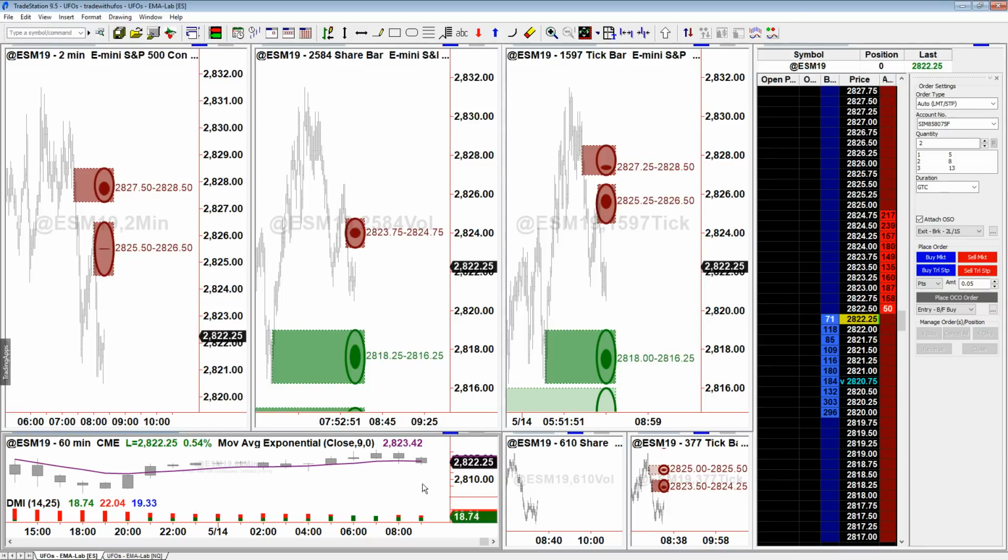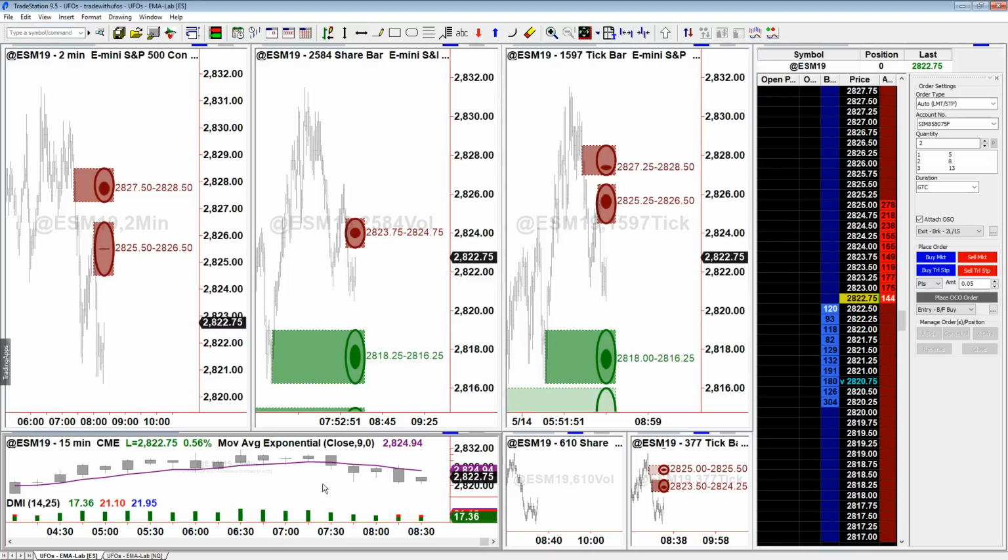Oh, wait a minute, I was looking at this and thinking it doesn't make sense because I was looking at the 60, and we're looking at the 15. This is much better now. So 28.25, okay, that's the price we're looking for. So this UFO in the share bar will not be valid.